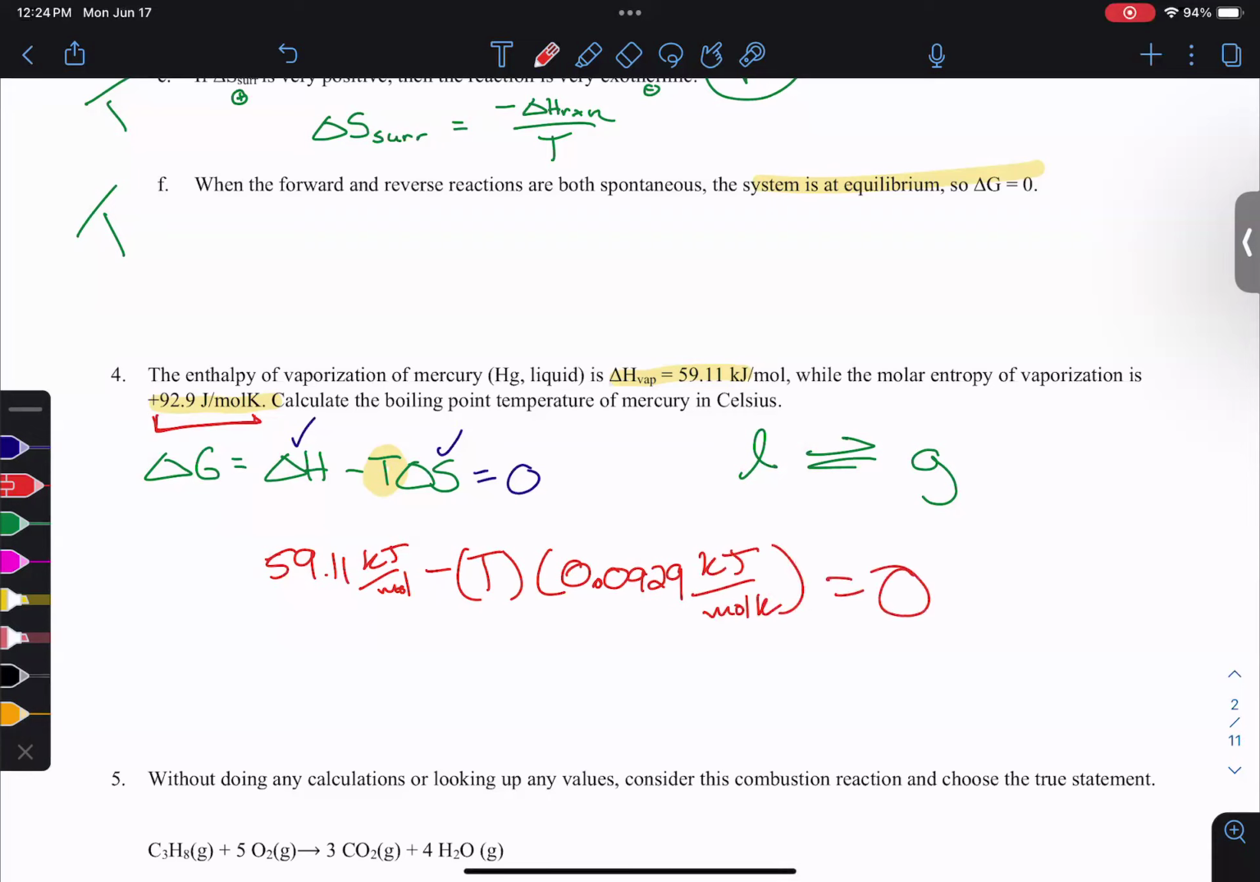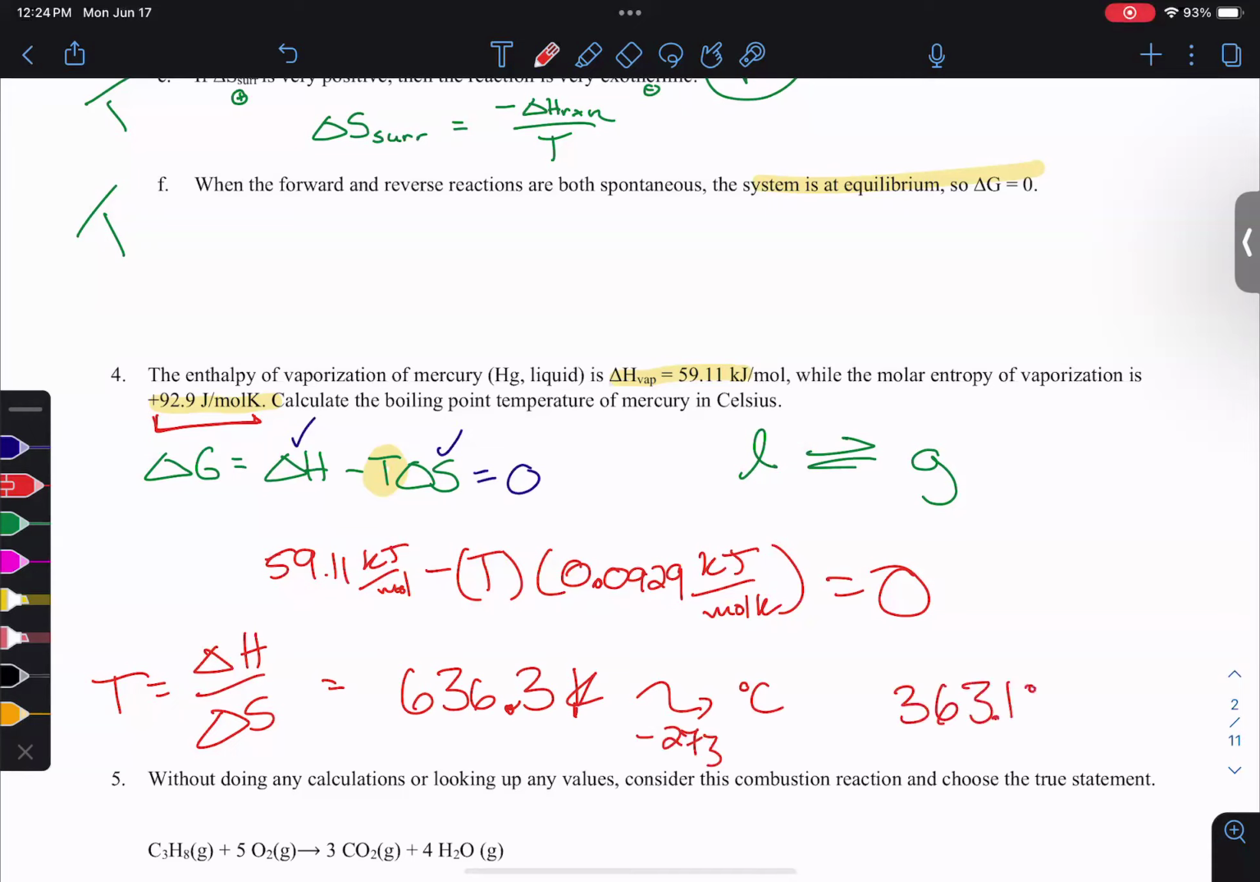So I think what we get is temperature. If you move stuff around, I think it's temperature equals delta H over delta S. Just make sure that those units match. And so in this case, that answer is 636.3 Kelvin. Okay. But Kelvin is not a temperature on my thermometer. So I want to convert that into Celsius. So subtract 273 to get that in Celsius. So this is 363.1 degrees Celsius is when mercury will boil.